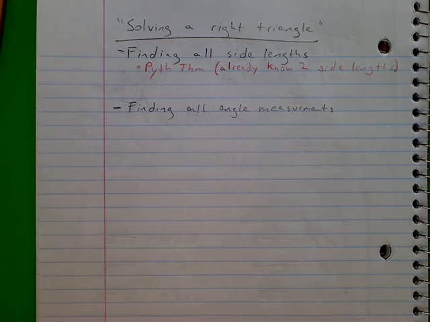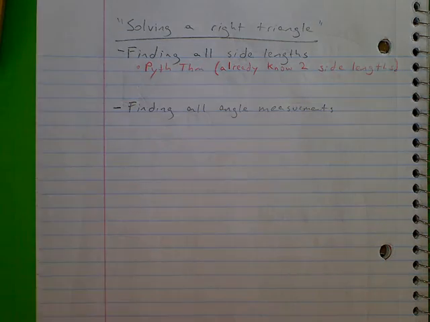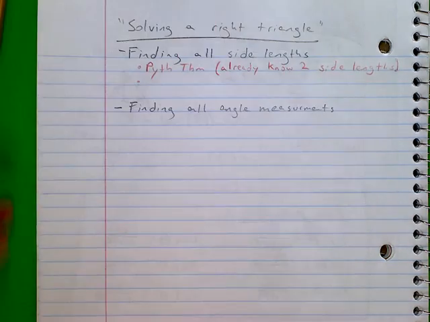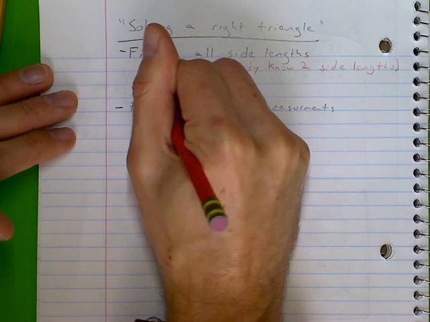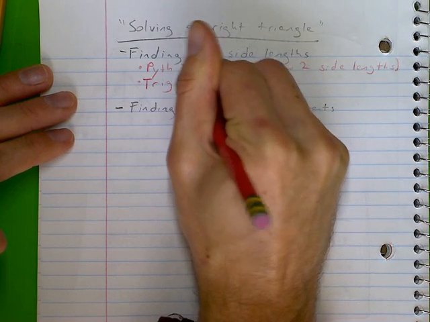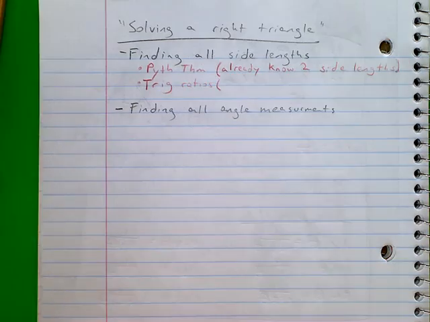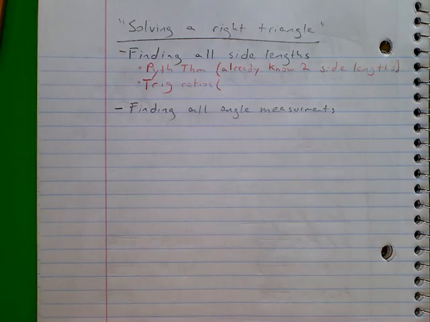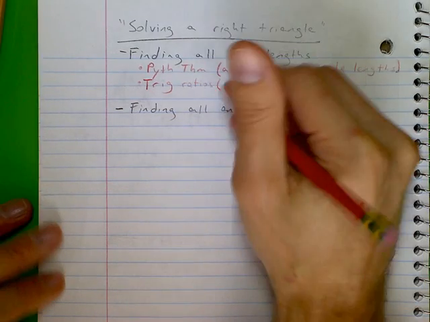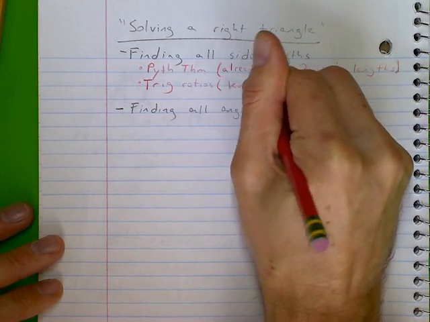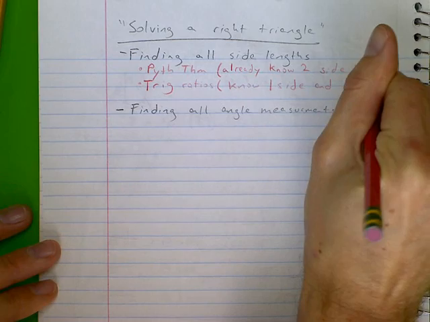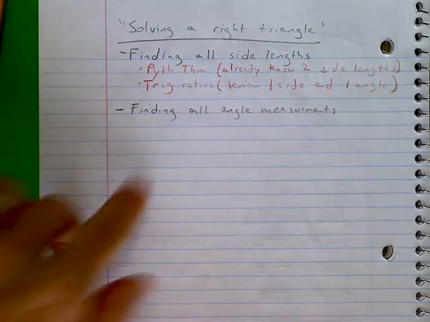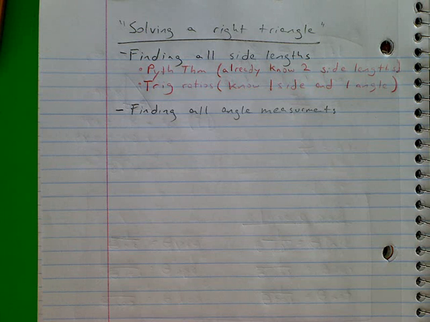But there's another way to find lengths of sides of right triangles. This is the one that usually comes up in, say, physics, when you use trigonometry. This is using the trig ratios. And so you can use a trig ratio to find a length of a side. Here you don't need to know two sides, you need to know one side and one angle. And if you know that, you can use a trig ratio to find a different side. Okay.